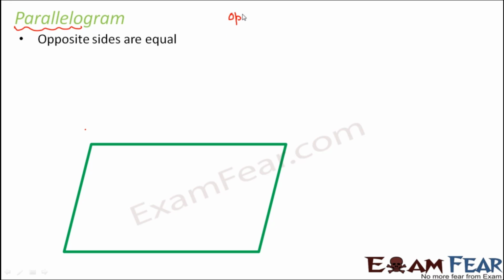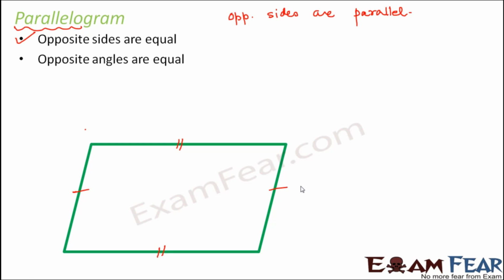So that's like the basic thing. The opposite sides are parallel, that is why they are called parallelogram. Also, opposite sides are equal in length. That means this side is equal to this side, and this side is equal to this side.